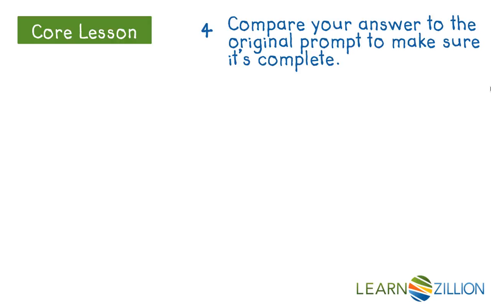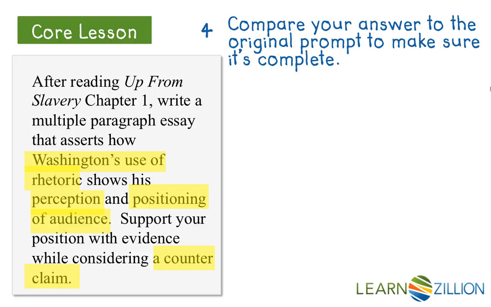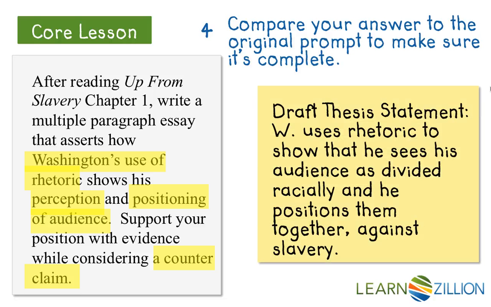Step 4 then is to compare your answer to the original prompt to make sure that it's complete. So here's the prompt highlighted, here's my draft thesis statement, and sure enough I've got rhetoric in my answer. I've got something about his perception of the audience, and then I've got something about his positioning of the audience. Now I don't have anything about the counterclaim yet, but I'm making a note to myself to make sure that when I start writing my essay, I do address that.